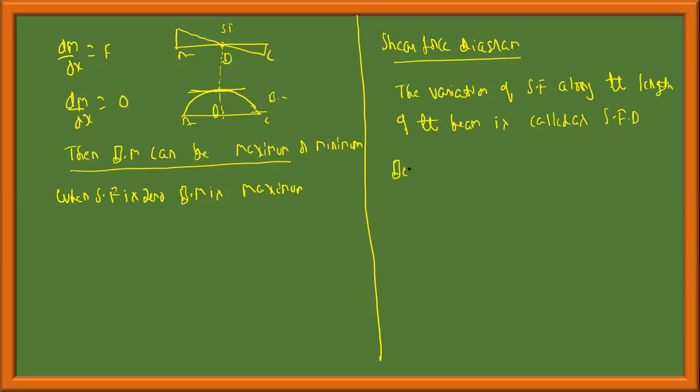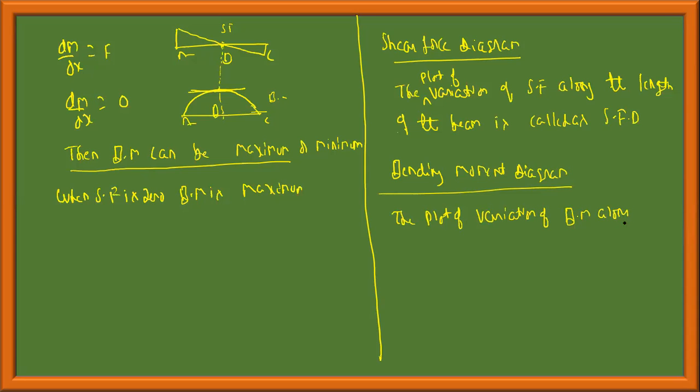Similarly, bending moment diagram: the plot of variation of bending moment along the length of the beam, or how the bending moment is varying throughout the length of the beam, is called a bending moment diagram.